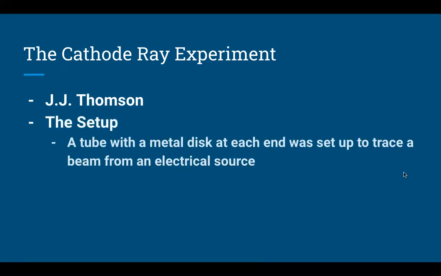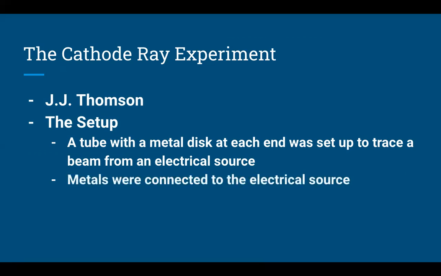And he basically took a tube that had a metal disc at each end. One of those discs was the cathode, one was the anode. And he filled this with various types of gases and attached it to an electrical source. Once that happened, they observed what occurred within this vacuum of the cathode ray tube.